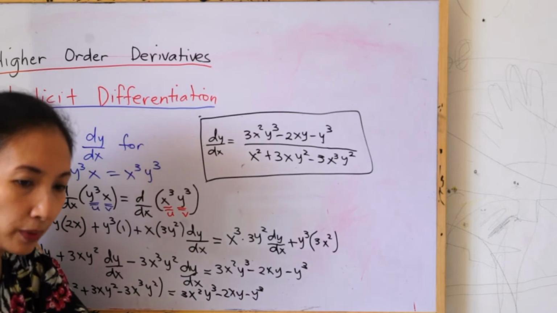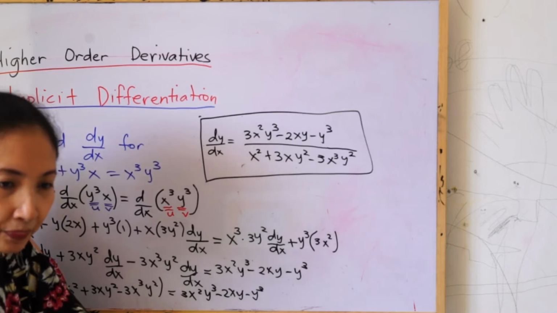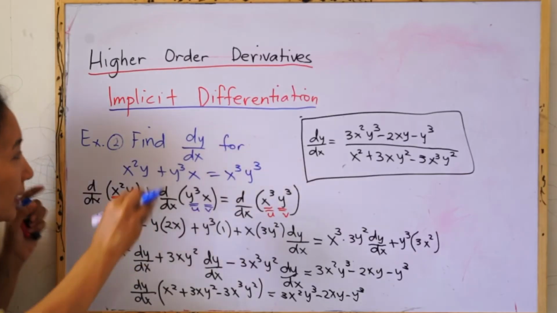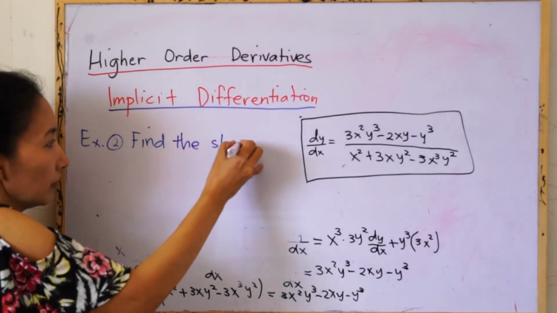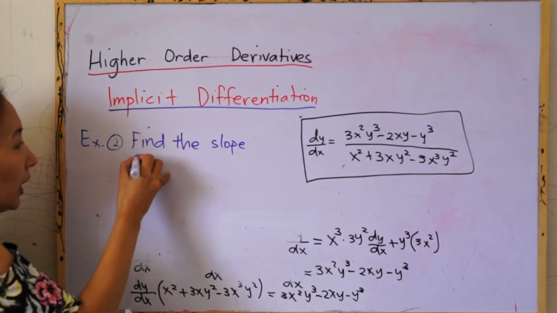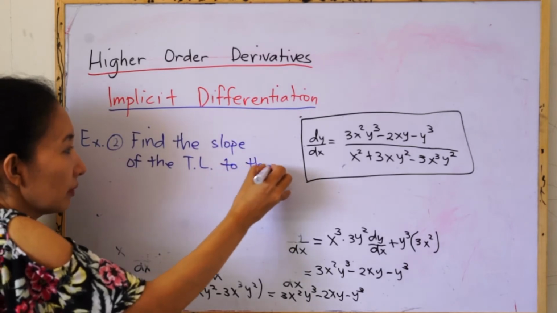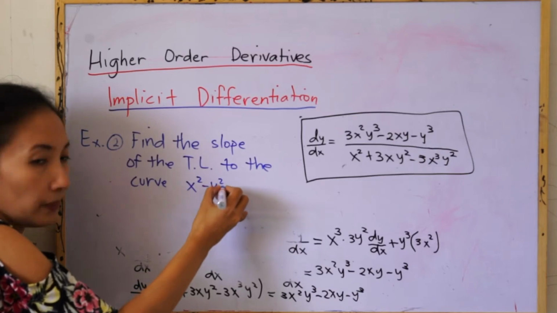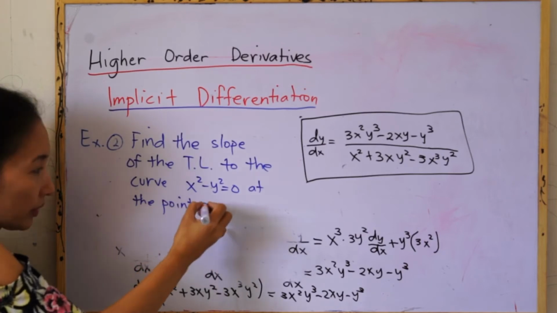Okay? Now we move on to the last. So let's have then the last example for implicit differentiation. This is in relation to finding the equation of a tangent line. Find the slope of the tangent line to the curve x squared minus y squared equal to 0 at the point 1, 1.